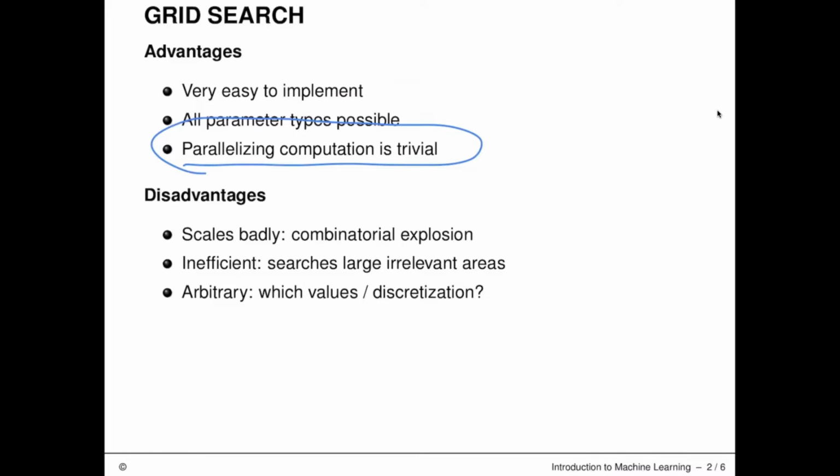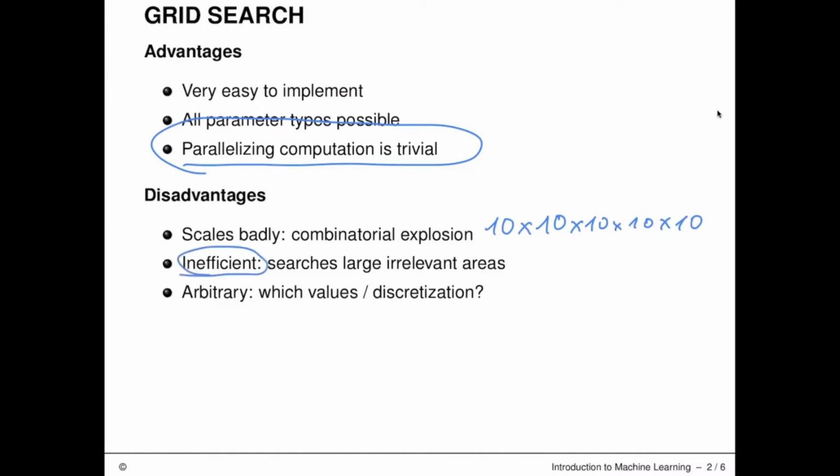So we have the problem of combinatorial explosion. So in the example on the previous slide, we said we have 10 values in each dimension, so 10 times 10 in total. But if we have more hyperparameters, let's say 3 or 4 or 5, and choose 10 points in every direction, then yeah, the number grows exponentially.